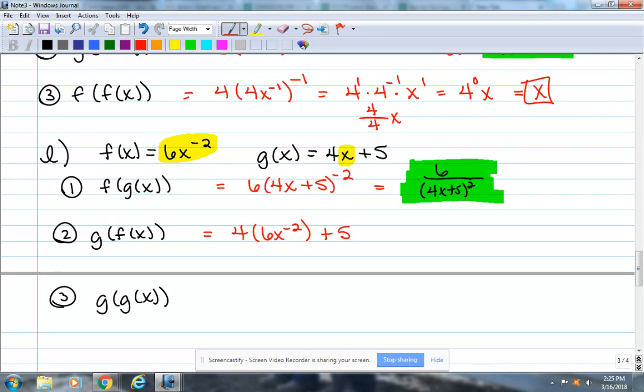All right, then we multiply. 4 times 6x to the negative 2 is 24x to the negative 2, right? And then plus 5. And what do I have to do with that negative exponent? Yep, so that's going to be 24 over x squared and then plus 5. And that's all we can do to that one.